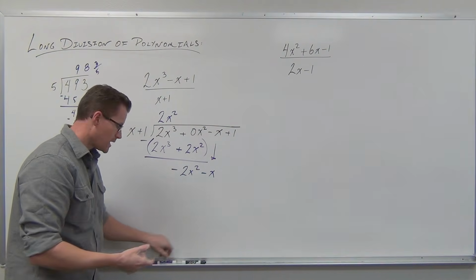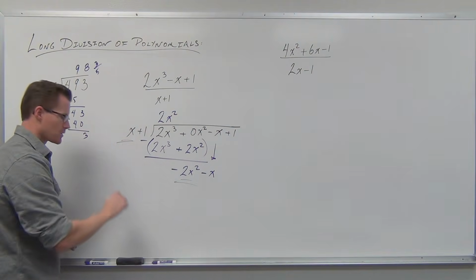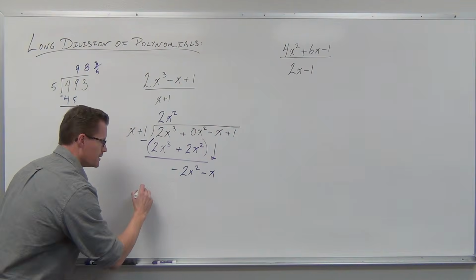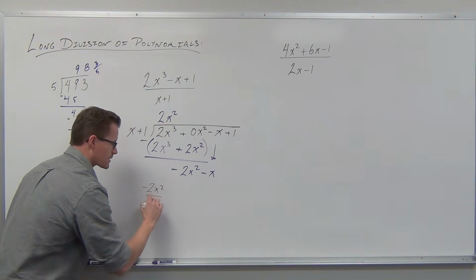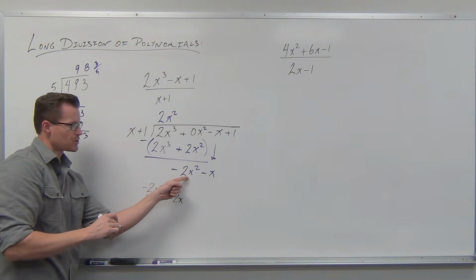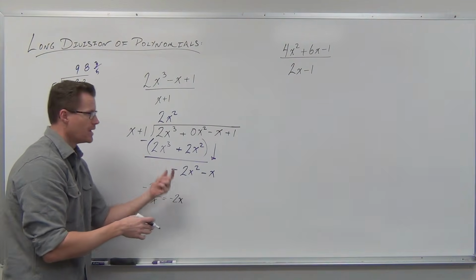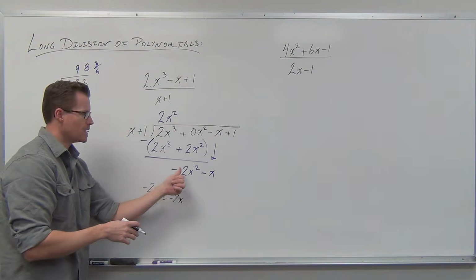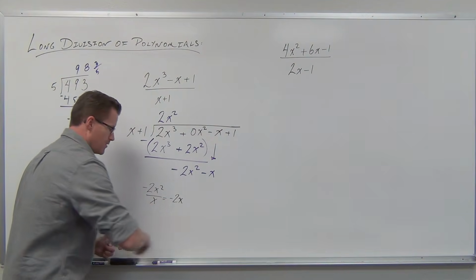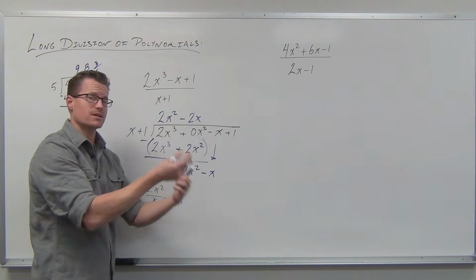So let's go through it again. We're going to take our first term divided by our first term. So I'd write off to the side, negative 2x squared divided by x, that's going to give us negative 2x. That right there, taking your first term divided by your first term. Don't worry about that 1. It doesn't matter. It's going to be taken care of through distribution. First term divided by first term. That's negative 2x. That is what we write right here. So negative 2x translates to a minus 2x.